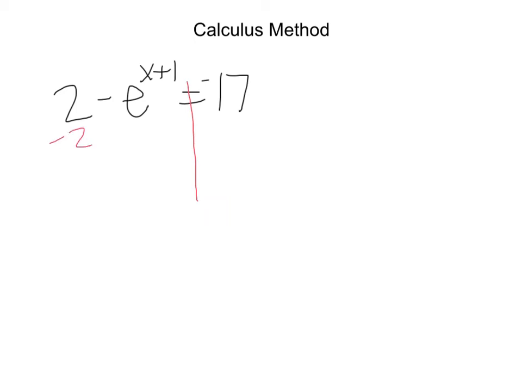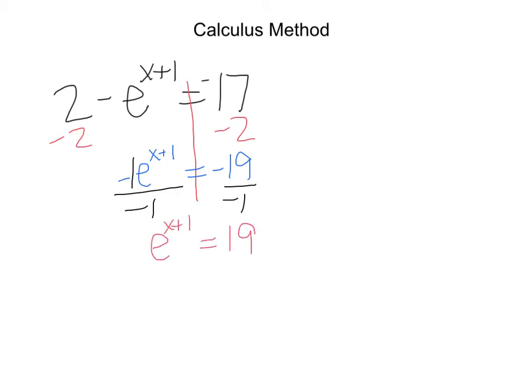So I'm going to start out using some algebra. We're going to get negative e to the x plus 1 equals negative 19. And then we're going to remember that that's negative 1 times that, so we need to divide both sides by negative 1. So we will end up with e to the x plus 1 equals 19.